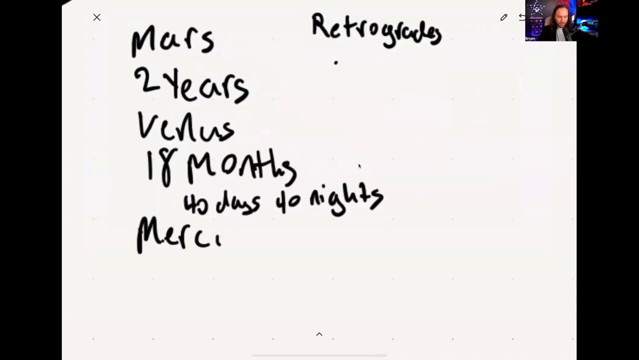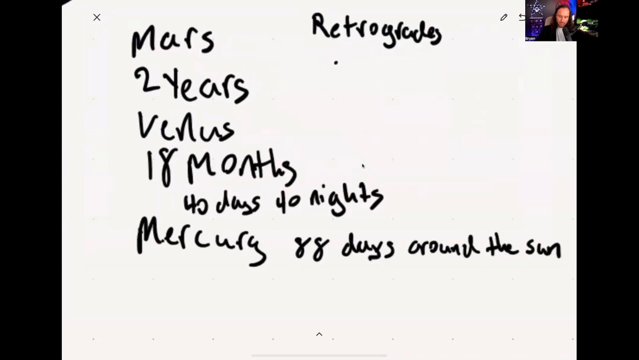Mercury. Mercury, fast, 88 days around the sun. Mercury retrogrades every 3 months, which is 88 days pretty much. So every time Mercury goes around the sun, it's actually passing the Earth too. It takes about 3 months. So every 88 days, we actually do get a retrograde, and that is for 3 weeks.